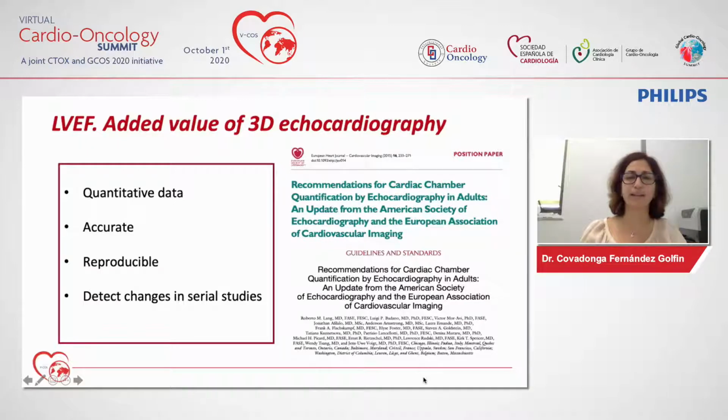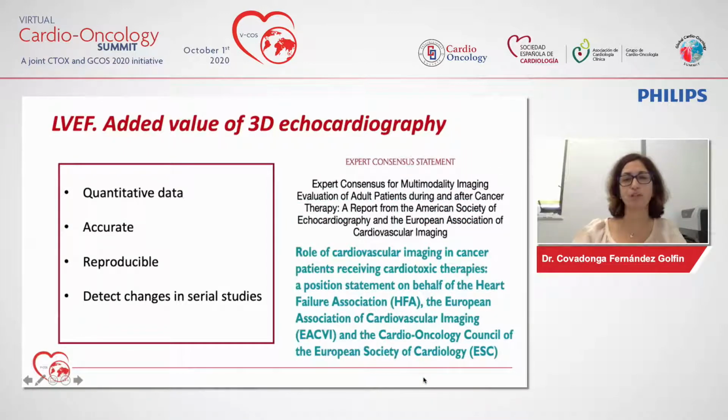This is what our guidelines, both European and American guidelines on chamber quantification and LV ejection fraction calculation, tell us all the time. We need to quantitate using 2D Simpson rule in case we don't have 3D technology available. But every time that we have the possibility to use 3D echo, we should be using 3D echo. This is what our guideline says, but also more specific guidelines and a statement regarding the evaluation and the management of patients with oncologic treatment tell us that 3D is superior to 2D and that we should be using this technology whenever possible. And why is this?